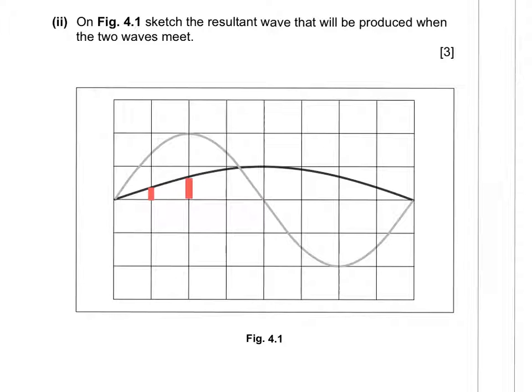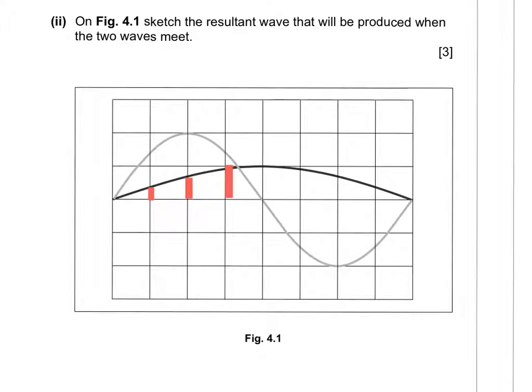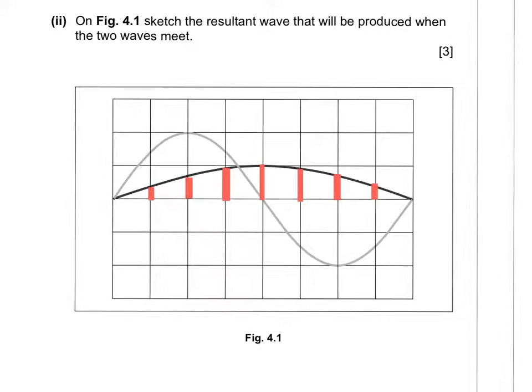One like that. One like that. Okay, so we're marking out these little displacements. So what I need to do is add them. These are all positive, so I add them on top of the lighter coloured wave. So I add that on top here, and I add that on top here.